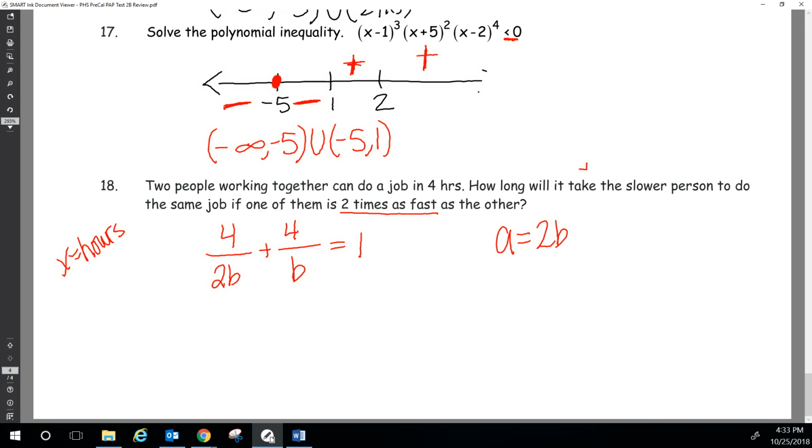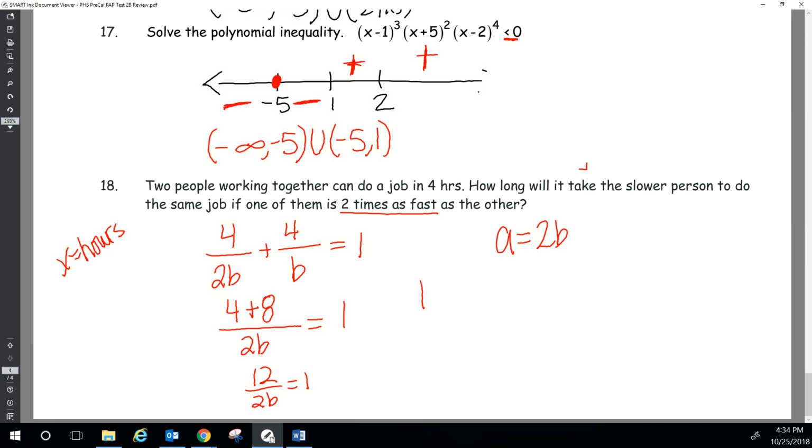Now we are going to find a common denominator and add this so that we can solve it. What is my common denominator between 2b and b? That would be 2b. b can go into 2b, but 2b can't go into b. So 2b is the common denominator. I didn't change the denominator of the first fraction, so the first numerator stays the same. For the second fraction, I had to multiply b times 2 to get to the common denominator, so I'm going to multiply 4 times 2 to get the numerator. And so this would be 4 plus 8 is 12, divided by 2b, is equal to 1.